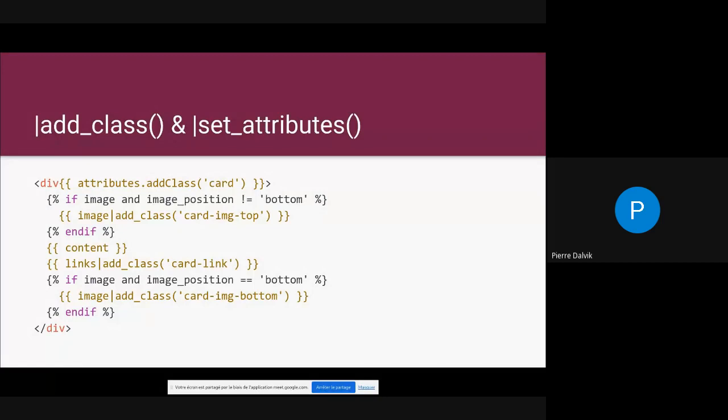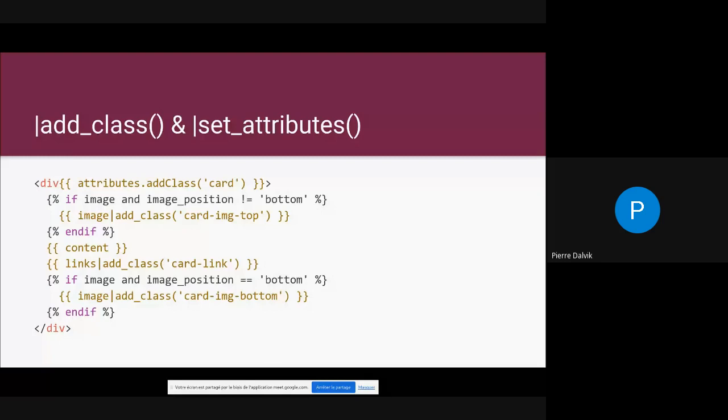Let's have a look at the unclass and add attributes. So it's 2 new filters, and they are very useful when some renderables in a slot need to have some attributes and classes related to the parent component. This example is from Bootstrap 5. On Bootstrap 5, you can put the image of a card on the top or on the bottom of the card, but the position is not enough. Bootstrap also needs a specific class.